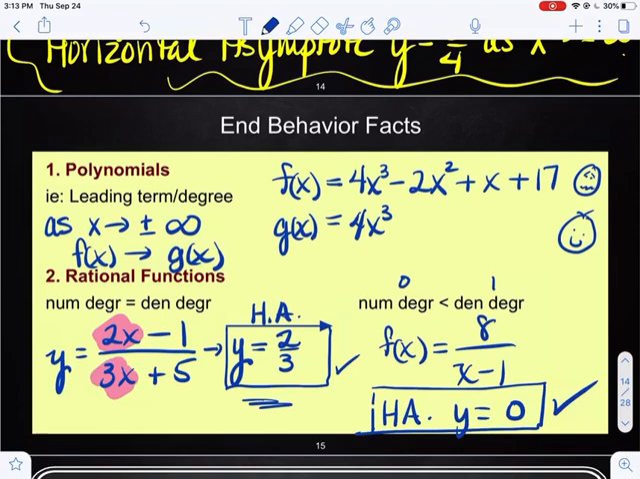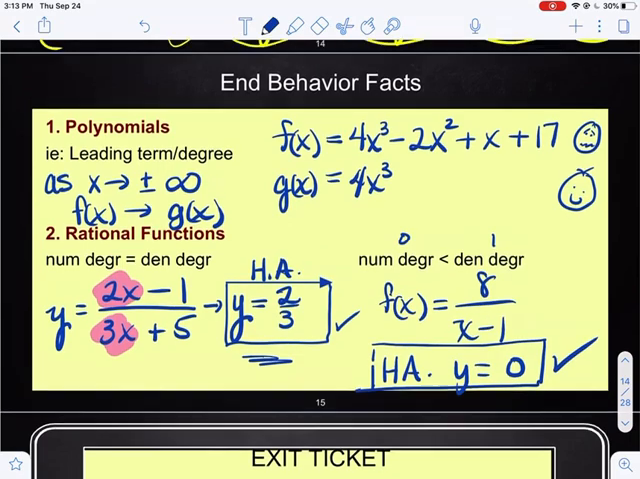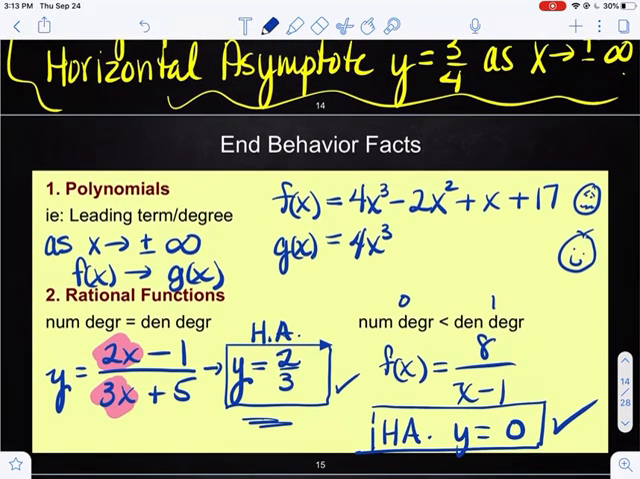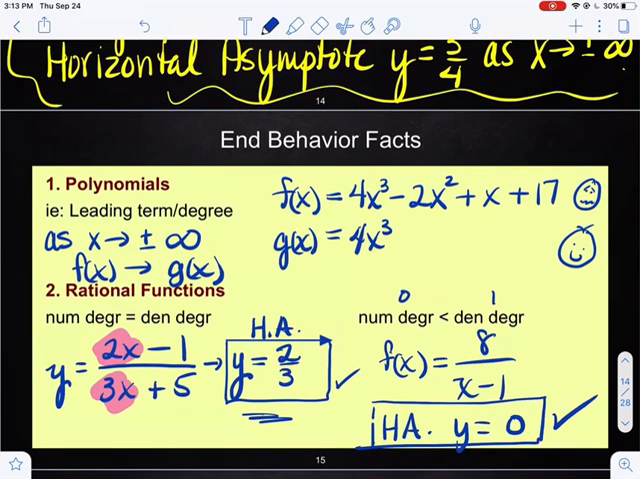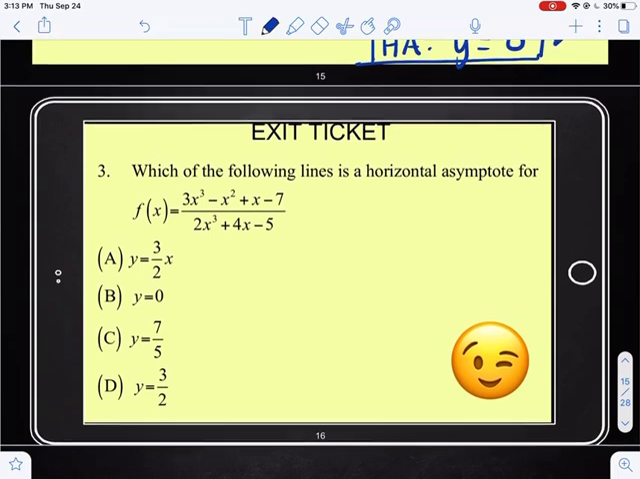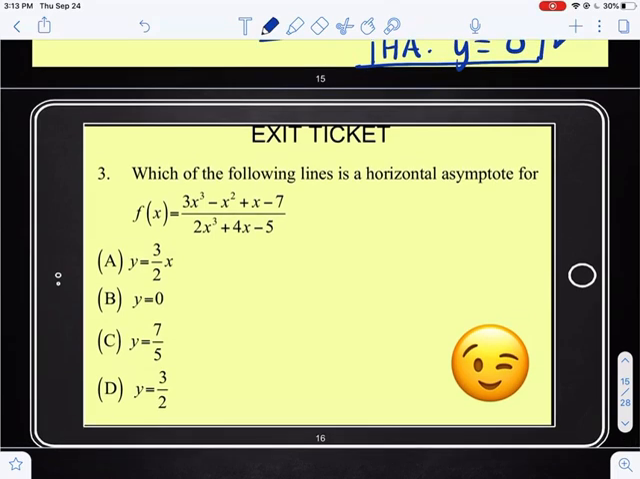Now, the last case that I didn't go over, when the numerator degree is larger than the denominator degree, then you don't have a horizontal asymptote. Sometimes you have a slant asymptote if the difference is 1, but I'll talk about that in class. So here's your exit ticket. If you'd like to pause this, try it out, and which of the following lines is the horizontal asymptote for that particular function.